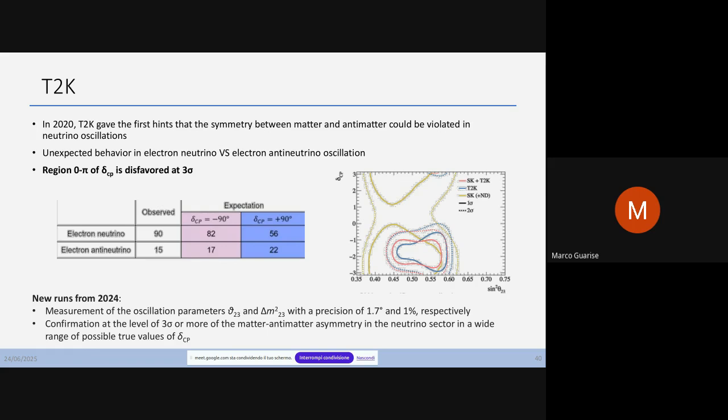They are now running a second-phase experiment with some upgrades, and they would like to measure some oscillation parameters more precisely and also confirm or not confirm, at a precision level better than 3 sigma, this number here.